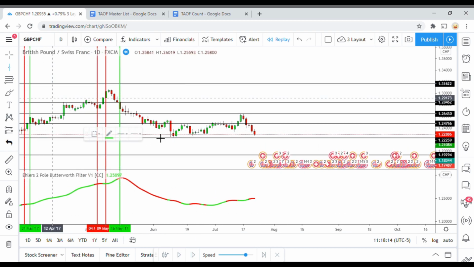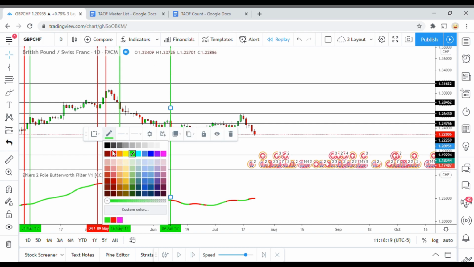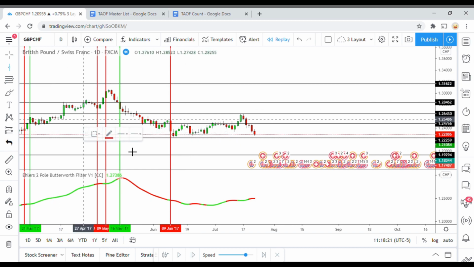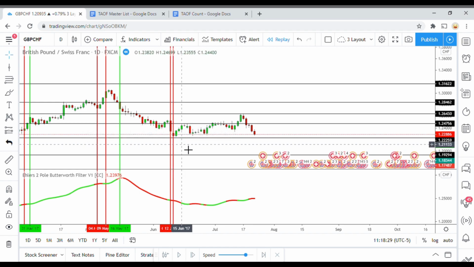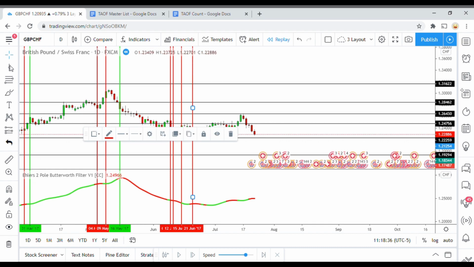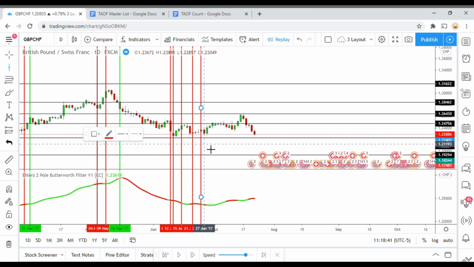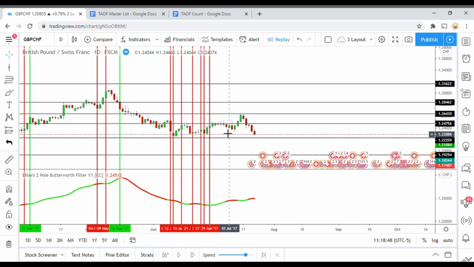Let's catch up with our indicator here. Get a long over here. Switches almost immediately to a short here. Then a long, then a short, long, short, long.